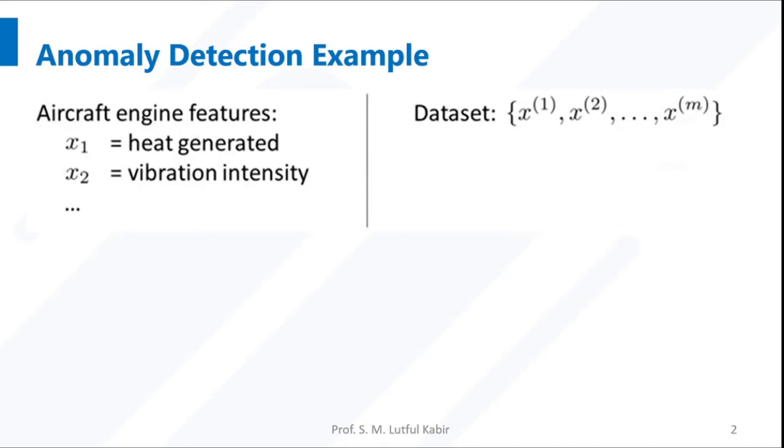That means the test results of different quantities are collected, and they may be termed as x1 heat generated, x2 vibration intensity, etc. There could be 50, there could be 100 different features that you decide as testing features for the aircraft engine. So you collect all the data, and for each set of data you have a vector, x1, x2 up to xm. So m is the number of examples, and each example has n features.